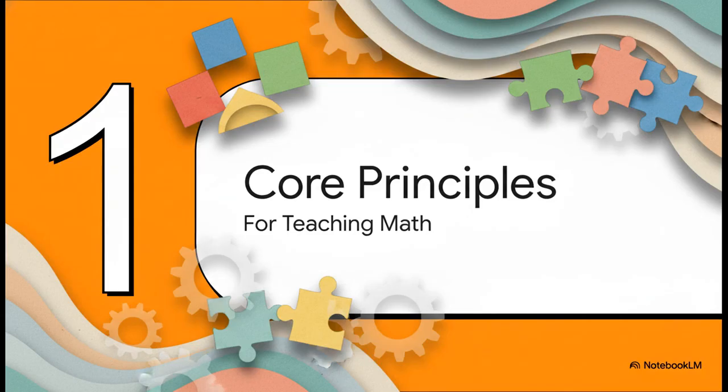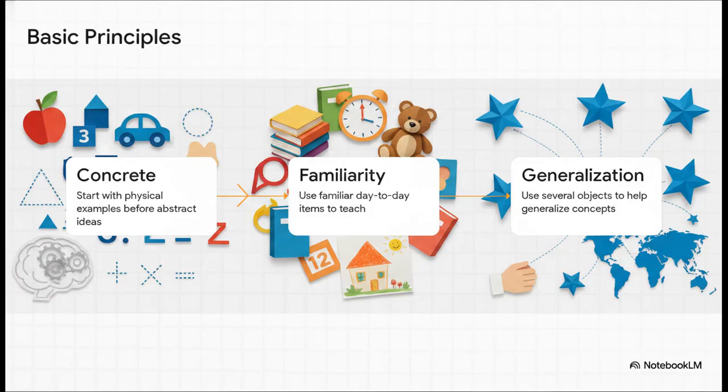All right, part one, core principles for teaching math. Before we even think about counting anything, we really need to lay down some ground rules that cater directly to how autistic children process information. Basically, there are three main principles here. Step one, move from the concrete to the abstract. Because these learners are often highly visual spatial, you absolutely have to start with physical, concrete examples before you ever introduce abstract concepts. Step two is familiarity.